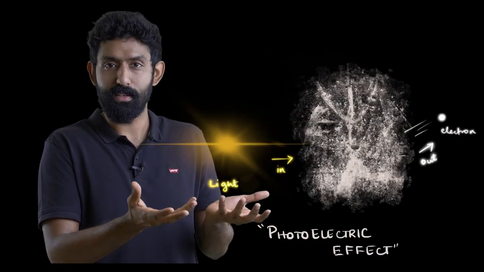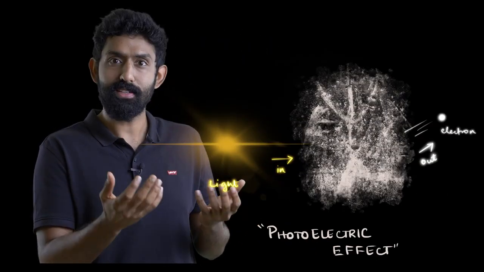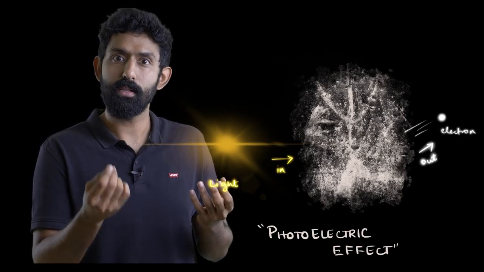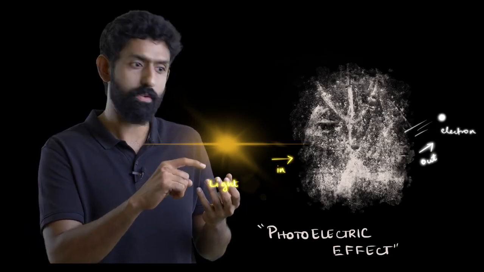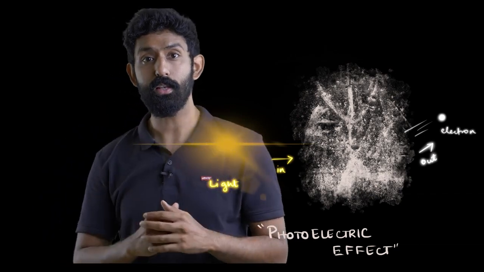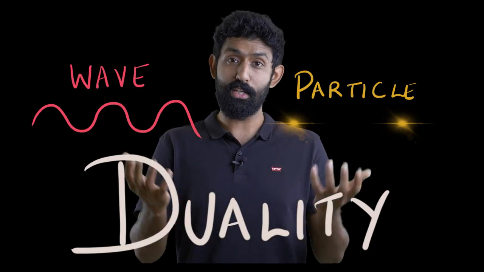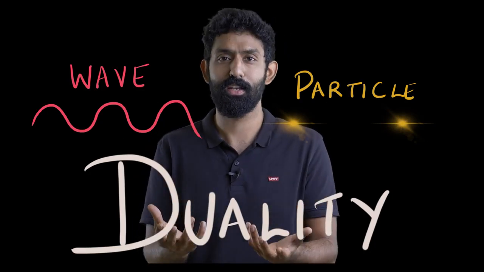We were super confused. And then again, all we did was shoot light at a metal like any other day, and suddenly light behaved like a particle, like a ball. It went and kicked out an electron from that metal. We were confused again. And for a long time, we called this confusion the wave-particle duality of light, which basically meant we don't know what light is.